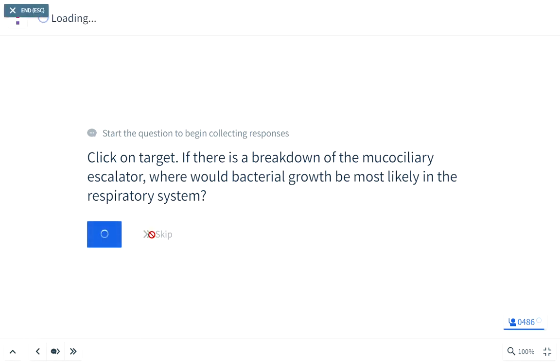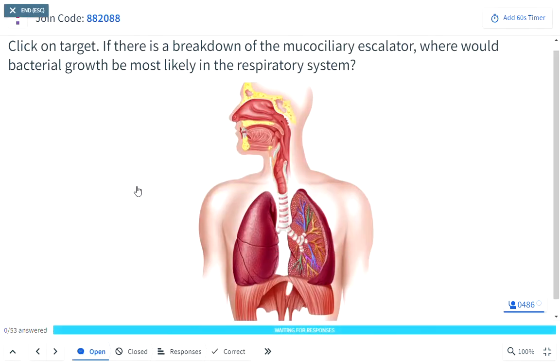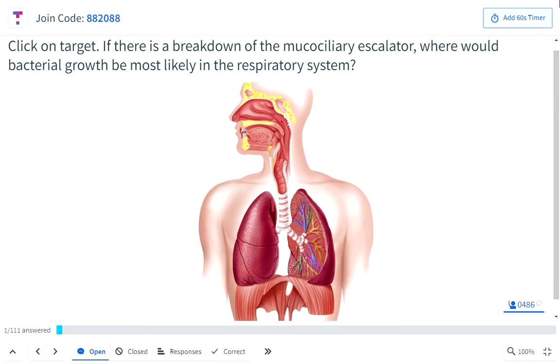And this is where I was hoping to get to last Thursday. So this is a click on target. This is a tougher question. I have to really think out of the box on this one. As we look at this question, it's asking if there's a breakdown of the mucociliary escalator, where would bacterial growth be most likely to develop?